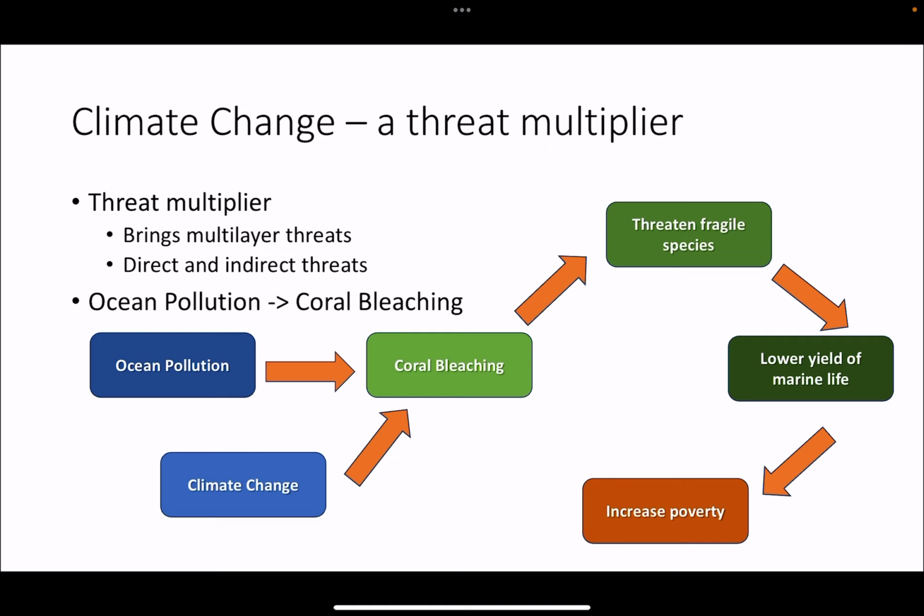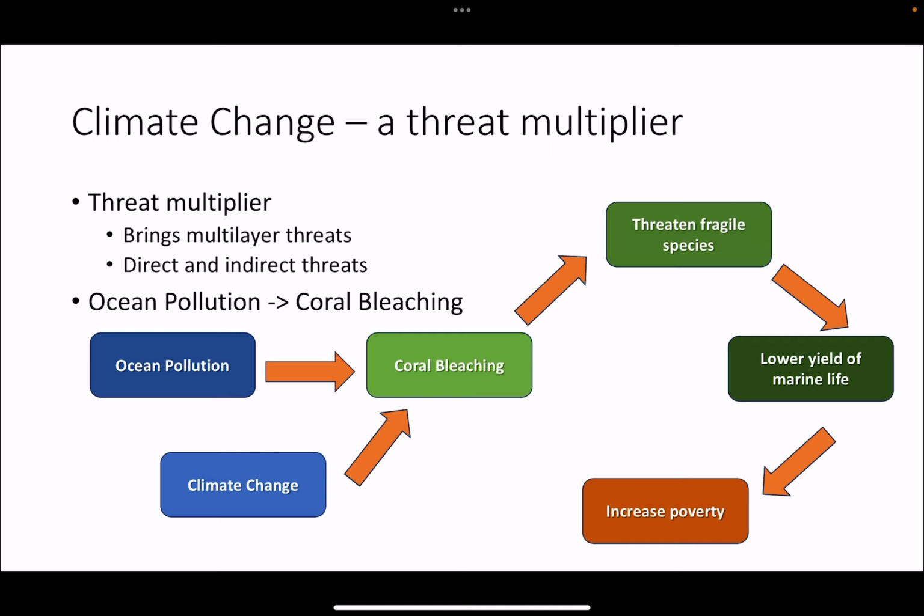So ocean pollution on its own is already causing coral bleaching. But when you have climate change coming in, it multiplies this threat. So the threat of coral bleaching is now heightened. It happens at a faster pace, over a wider area. The area that is threatened is larger, and the species that are threatened become more numerous. What that implies further on is who lives at the coral areas.